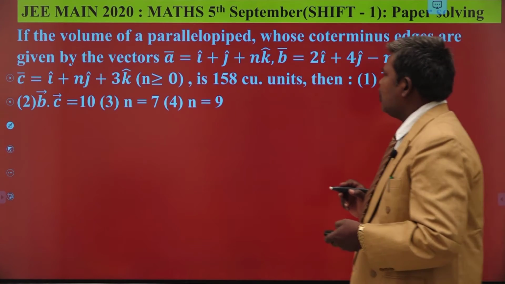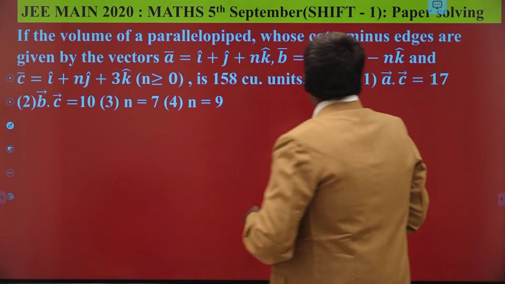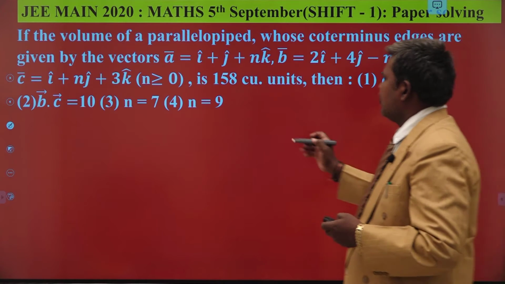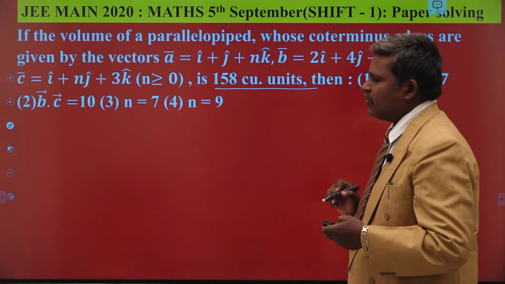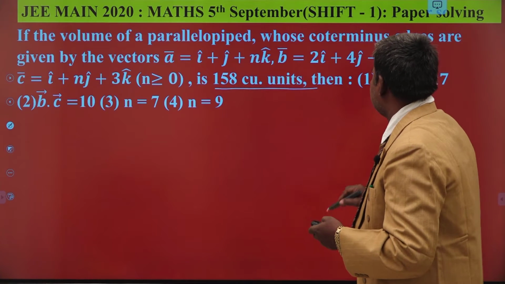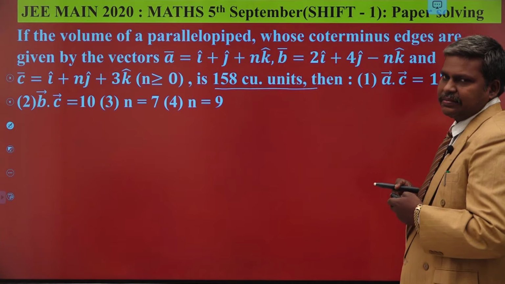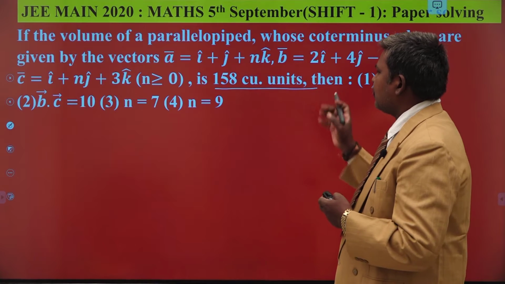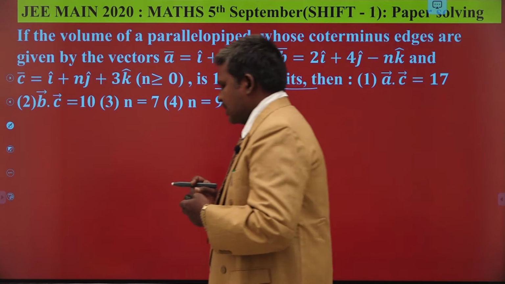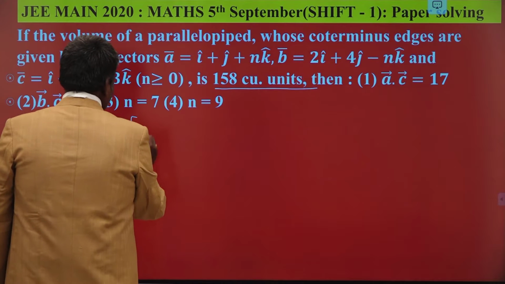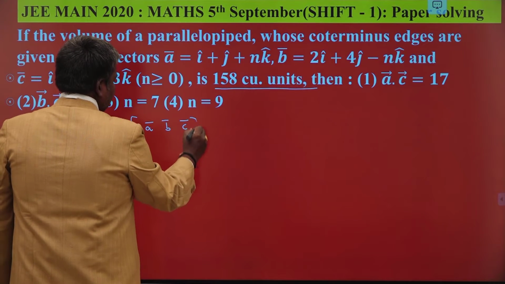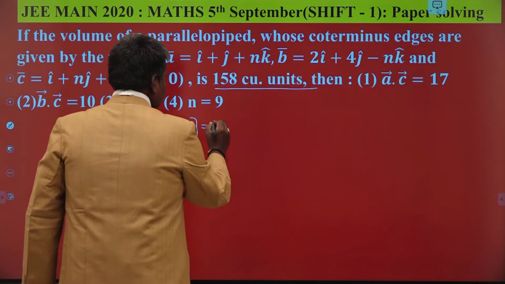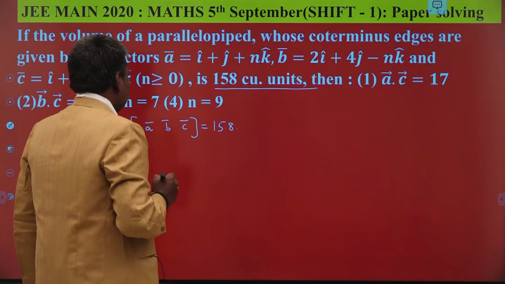See this question. The volume of the parallelepiped whose coterminal edges are A bar, B bar, C bar is 158 cubic units. This is the volume formed by the three coterminal edges. Then which of the following is correct? This is the question you have to solve. The volume of the parallelepiped when the coterminal edges are given is nothing but the box of A bar, B bar, C bar, the triple product value. It is given as 158 cubic units.